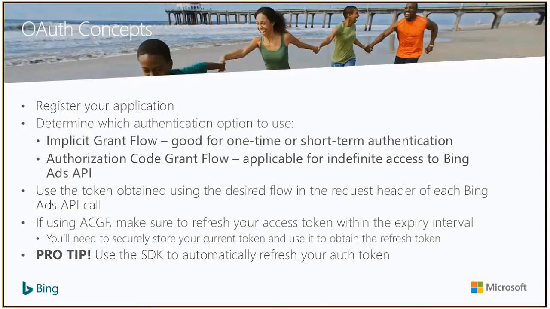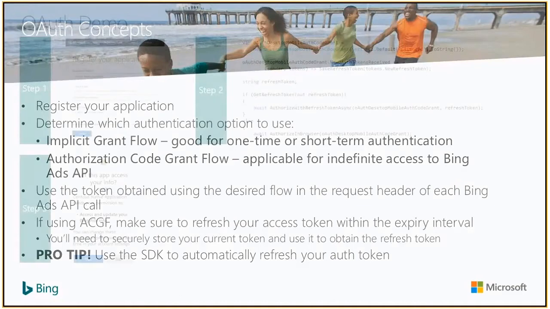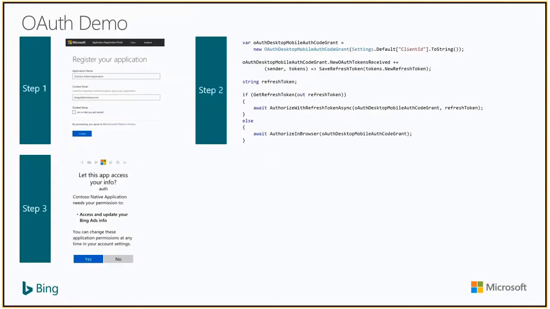One thing to keep in mind with authorization code grant flow is that you'll need to refresh your access token within the expiry interval. So you also want to make sure that you store the current token as will be needed for retrieving the refresh token. And the last point is that if you use the Bing Ads SDK, it is much easier to manage authentication as we have built-in methods to simplify the token request and refresh logic. So next up, Eric will be showing us an example of how to use the SDK to authenticate access to Bing Ads API.